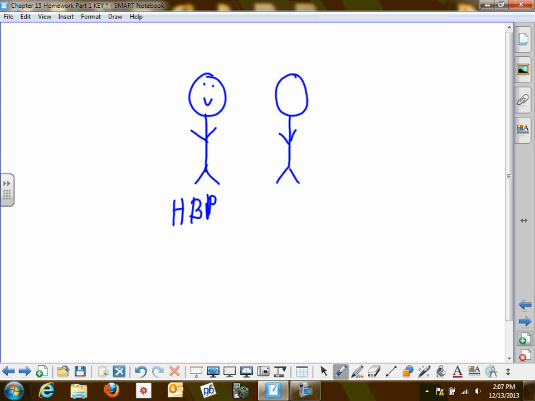So back to this. Look here. This guy on the left has high blood pressure. So I'm telling you he has high blood pressure. What's the probability that this guy also has high cholesterol? Look here.